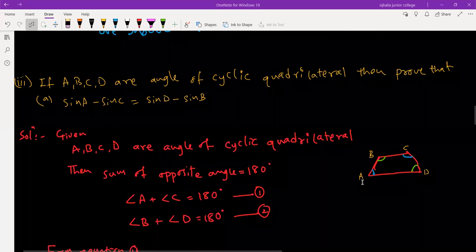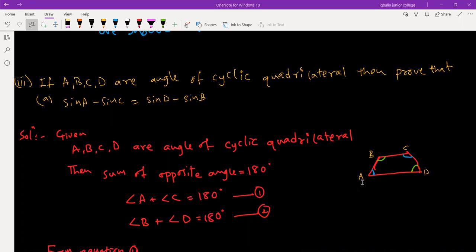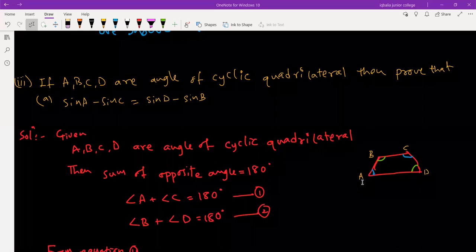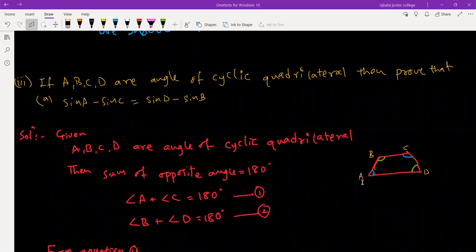Now the second question is a very easy question, and one part I'm going to give you as homework, but one part of this question I'm going to solve and explain to you. The question is: if A, B, C, D are angles of a cyclic quadrilateral, then prove that sin A minus sin C is equal to sin D minus sin B. Just see in the question what the givens are. The given is that A, B, C, D are angles of a cyclic quadrilateral.